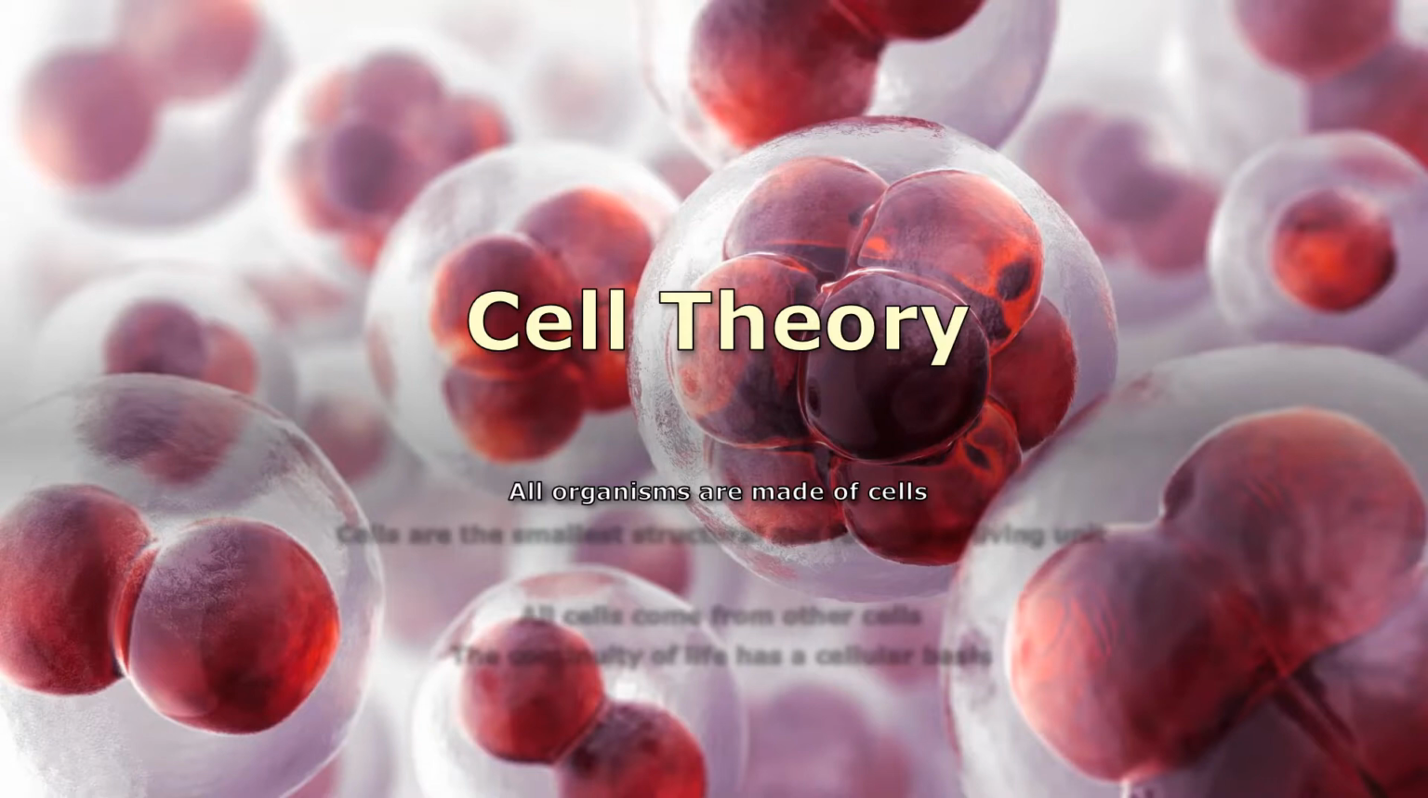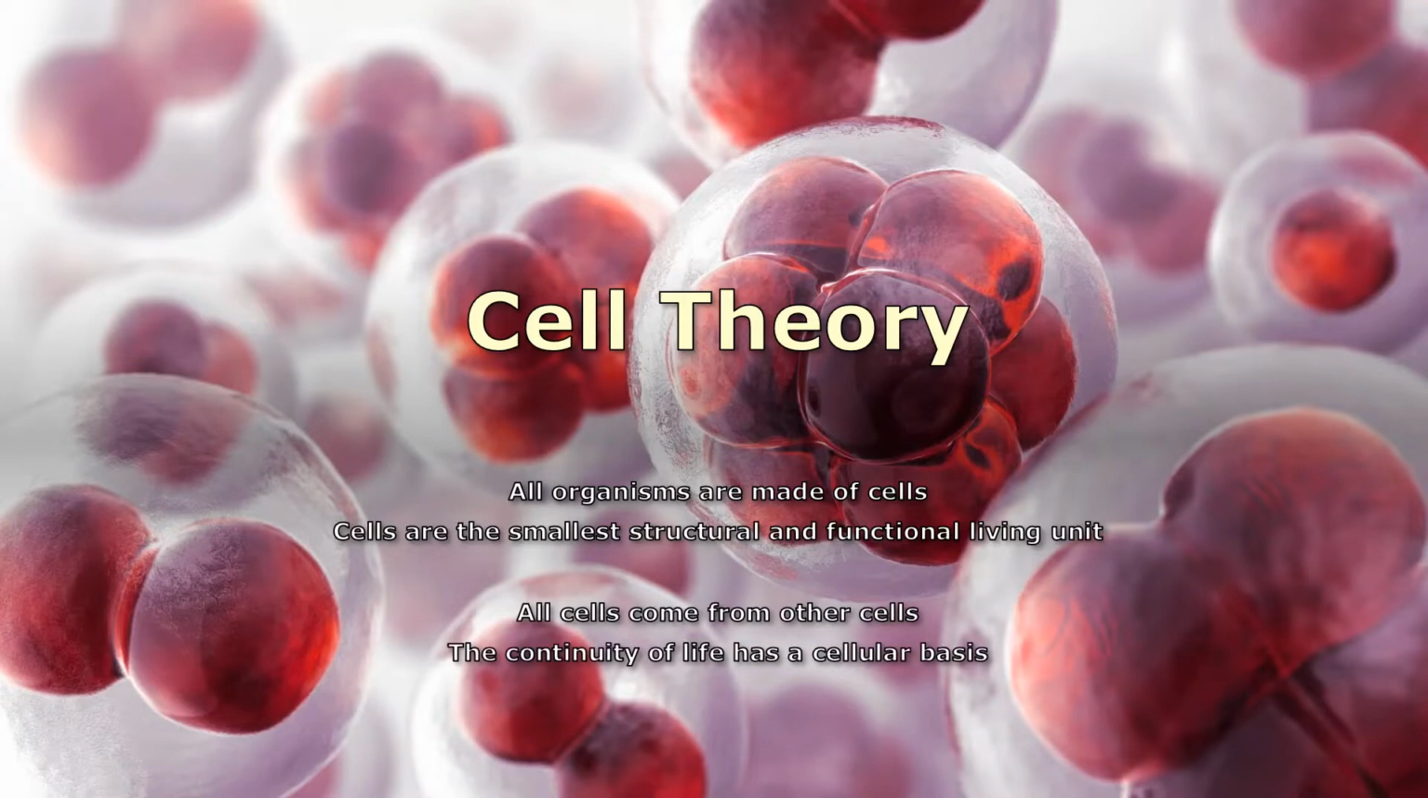So what cell theory tells us is that all life is made of cells. And the second part is that all those cells come from some other cell previously. They don't just poof into existence. So when we talk about living things, cells are going to be the smallest structural and functional unit. So yes, I know we started our hierarchy with atoms and molecules, but when you talk about life, the cell is going to be the basic unit of life. So all cells come from other cells. Tells us that the continuity of life has a cellular basis.